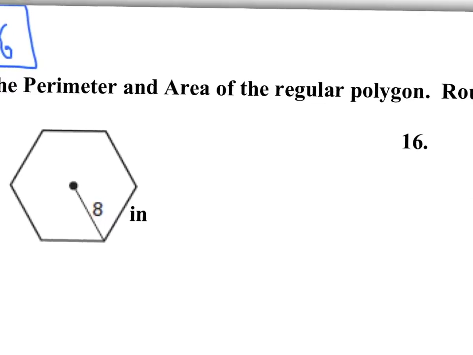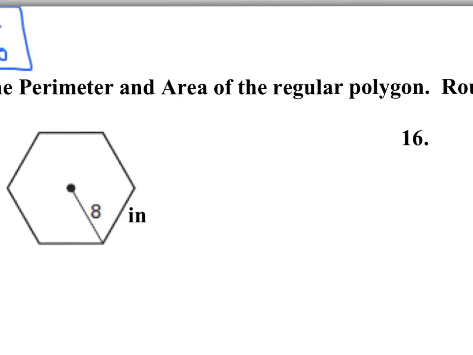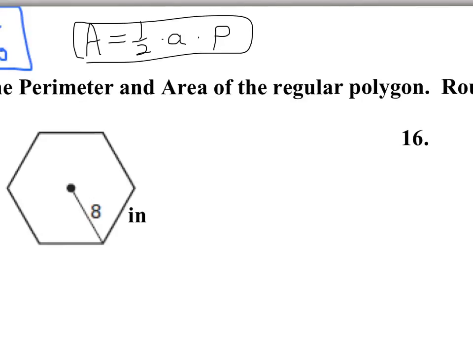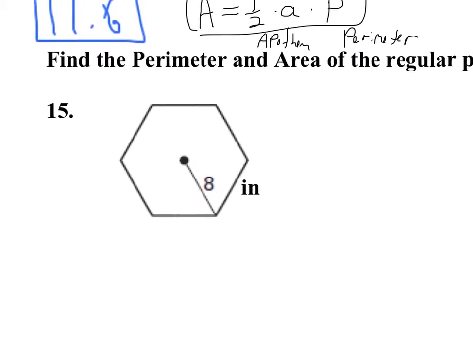To find the area of a regular polygon, we're going to use this overall formula. Area equals 1/2 A times P, and that's in your theorems formulas packet. A is the apothem, and P is the perimeter. We'll review those. Okay, so let's start with number 15.